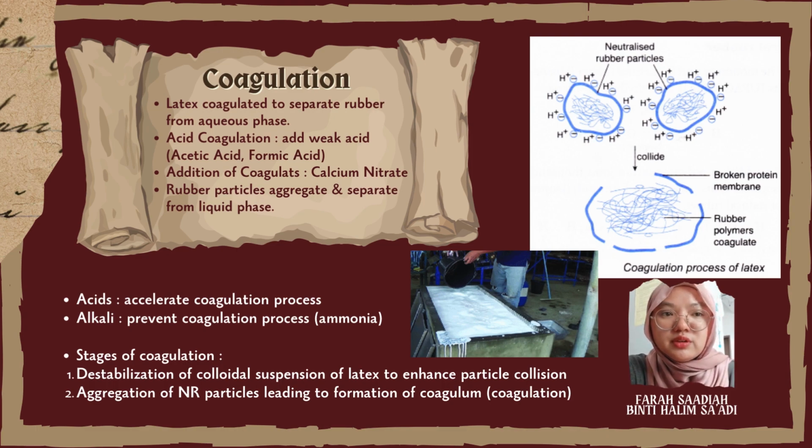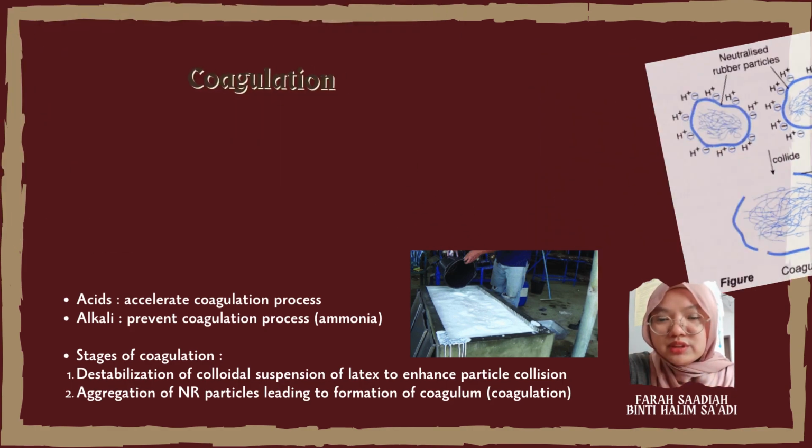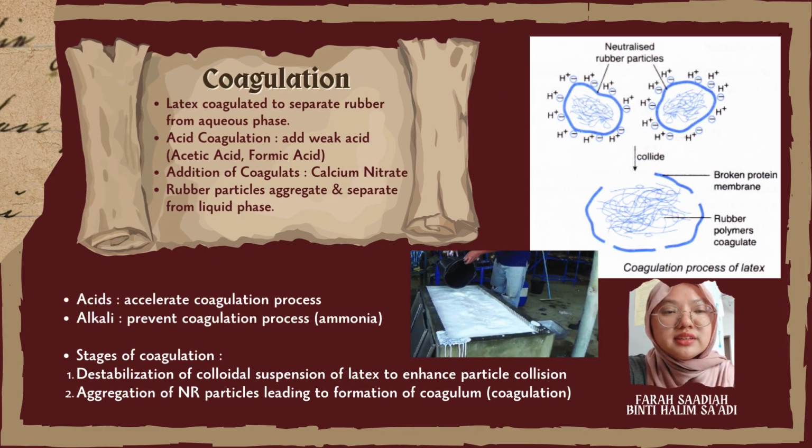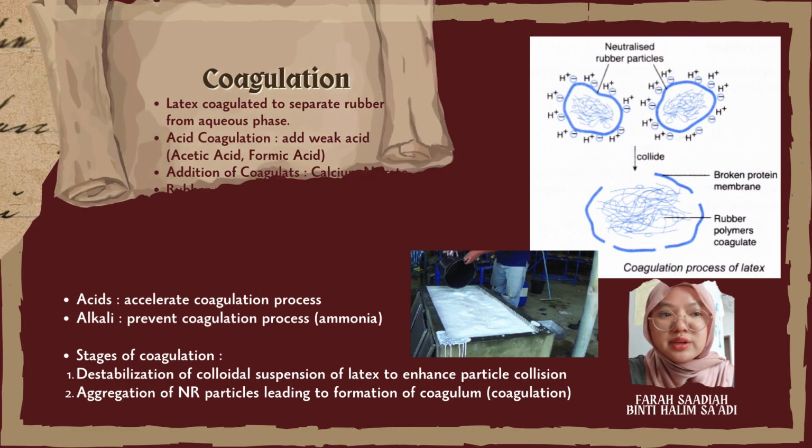So there are two stages of phenomenon when coagulation of latex takes place. The first stage involves the destabilization of the colloidal suspension of latex to enhance the particle collision, and the second stage is the aggregation of the natural rubber particles, leading to the formation of coagulum, known as coagulation. H plus ion in the acid will neutralize the negative charge on the particle membrane, thus eliminating the repulsive force between the particles. Finally, adhesion and collision between the rubber particles take place, which break the membrane of the rubber particles. So all of the molecules of rubber are released and clumped together, forming the latex coagulates.